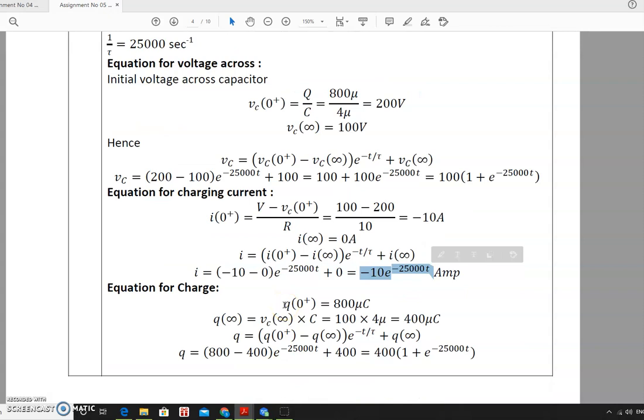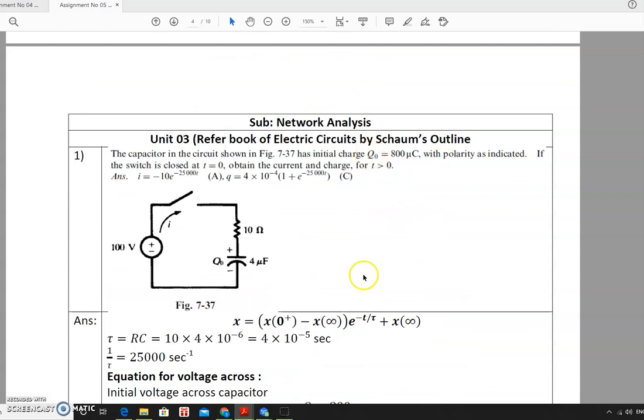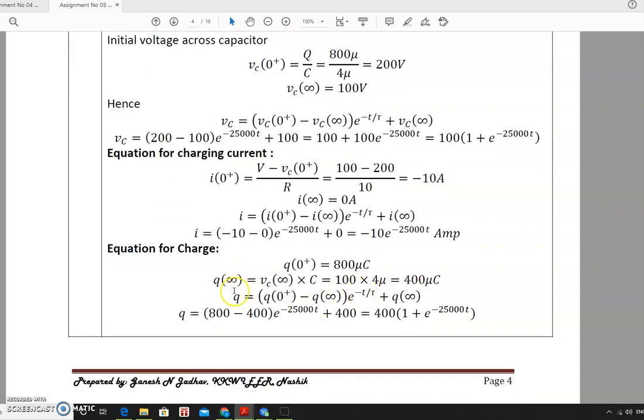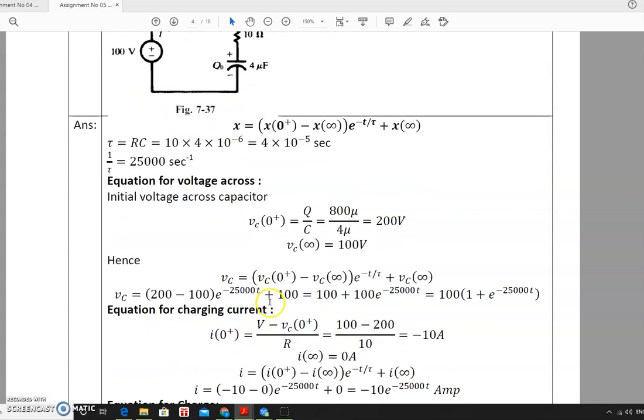Now similarly we will do it for the charge. What is the initial charge on the capacitor? It is 800 microcoulomb. It is given in the problem. Initial charge is 800 microcoulomb. When it reaches infinity, what is the voltage across the capacitor? When it reaches infinity, the voltage across the capacitor is equal to 100 volt.